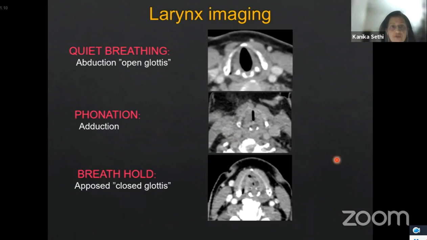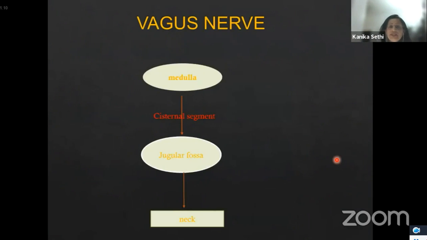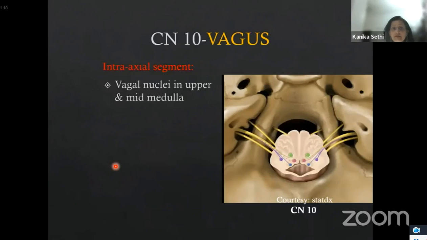Now let's move on to the nerves, the vagus nerves. The vagus nerve has nuclei in the medulla. Then it has a cisternal segment. It goes into the jugular fossa. From the jugular fossa, it travels in the neck. So you have to see the whole course of the nerve when you are imaging it. Let's briefly see the nerves.